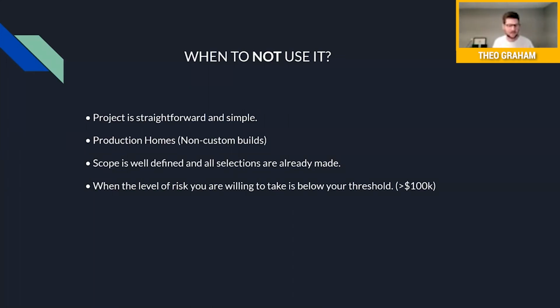The last one is the opposite of the last bullet point on the last slide: when the level of risk you're willing to take is below your threshold. So in your comfort zone, at a risk level that you are willing to expose yourself to, you can really lock in all of those numbers at a fixed price, quote the job, use your basic job cost sheet, push that out the door, get the job and nail it. And you decide for your business what that threshold number is for you and your business.